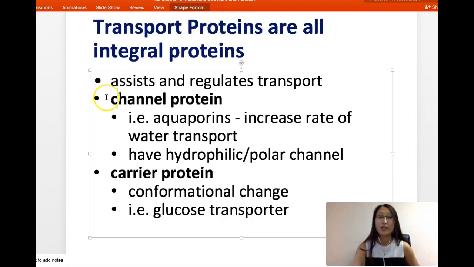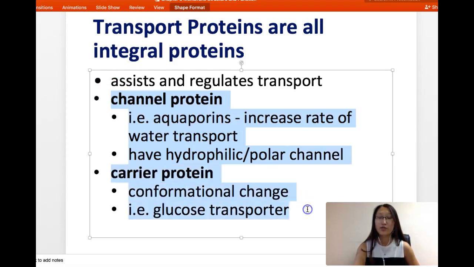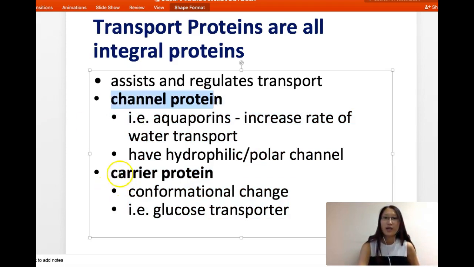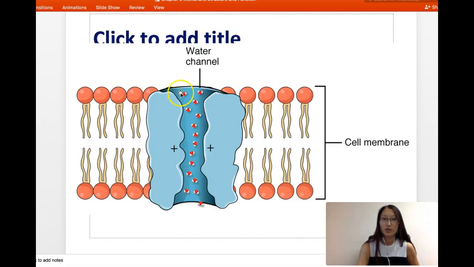There are two types of proteins that can do facilitated diffusion, or active transport, which we'll talk about in a second. But there are two types of membrane proteins that allow molecules to go through the membrane. One is called a channel protein, and one is called a carrier protein. So here is an example of a channel protein.